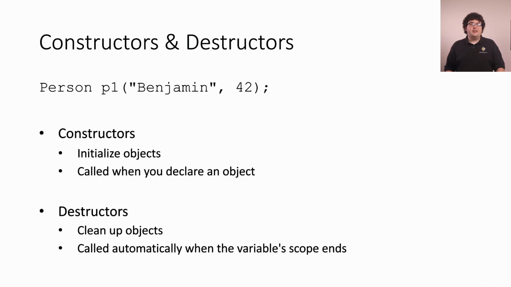Constructors and destructors are another thing we'll look at in more detail later on. The important thing for now is that we recognize that when we're initializing a variable with a class type, we're calling that special constructor function. And when the scope of our variable ends, its destructor will be called so it can clean itself up.